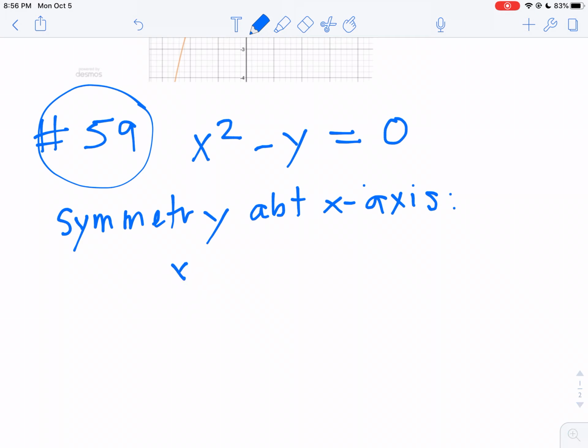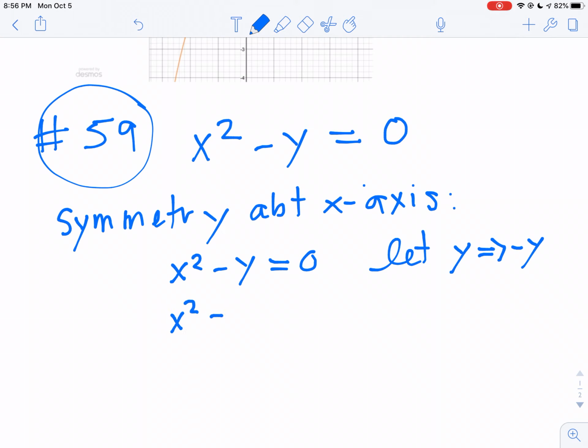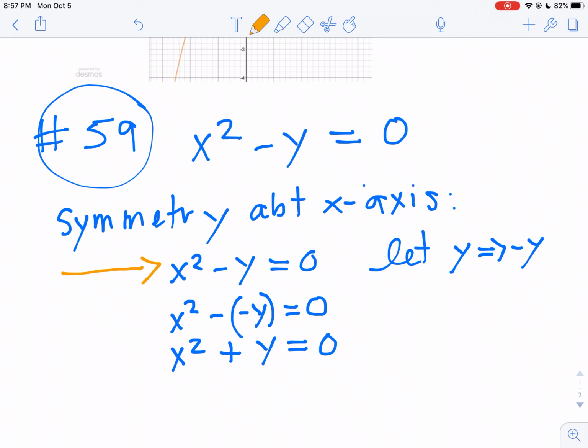Okay, so here you go. x squared minus y is equal to 0. Let y be -y and see what happens. Okay, all right, so in the same problem, x squared, there's a minus sign here, so be careful. I'm substituting -y in here. Okay, so I'm going to do the math. Negative times negative is positive, and this is what I get. Okay, so the original equation is this. Okay, my final one after I do the substitution is this.